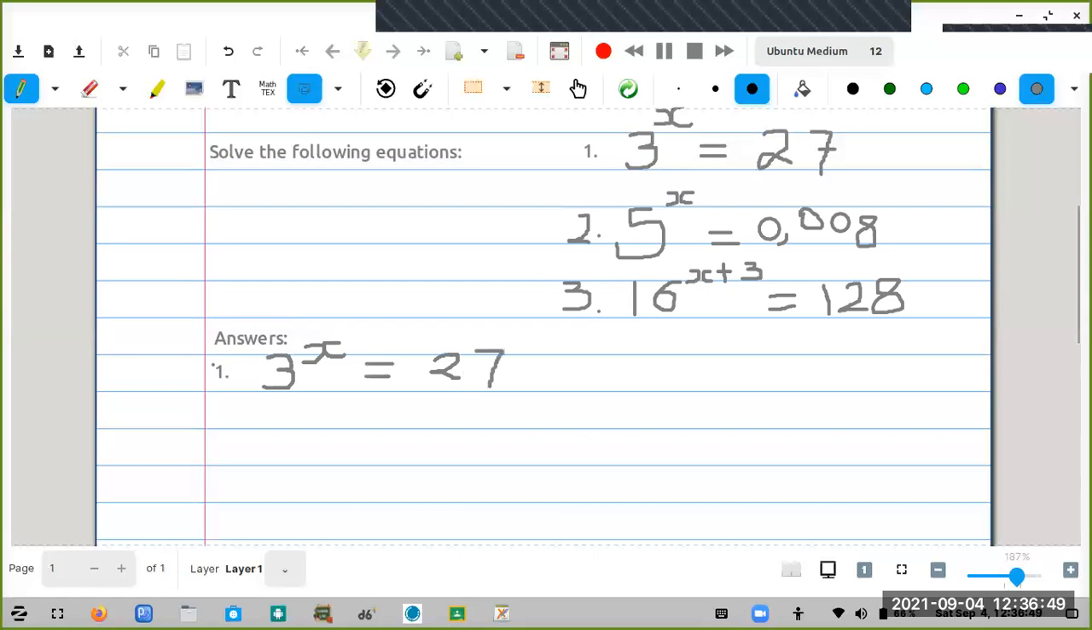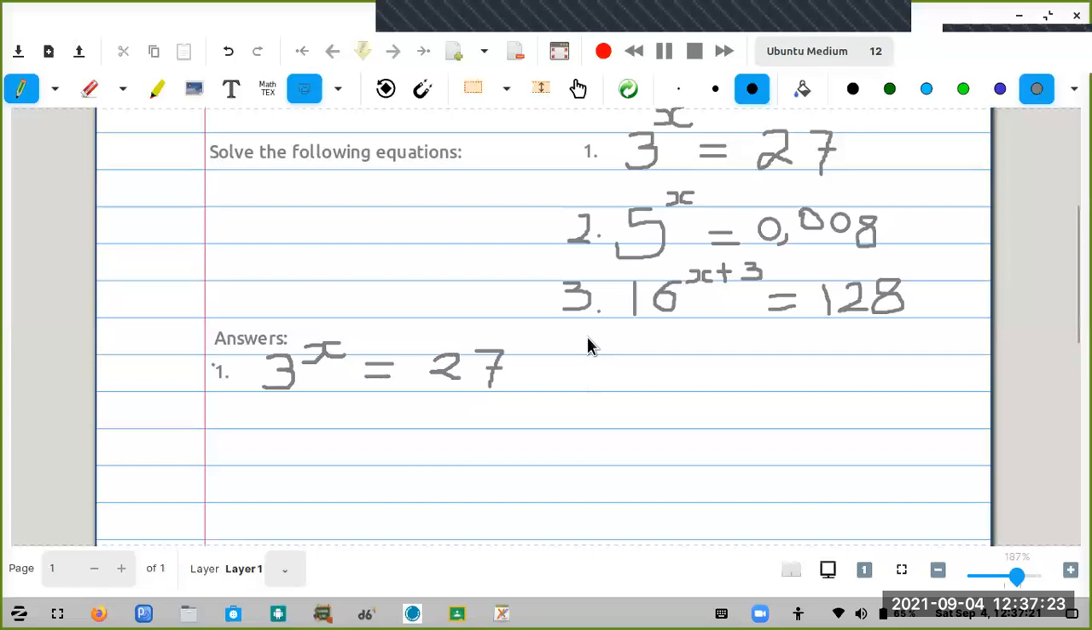Now, in this case, you can see that on the left-hand side we have base 3. On the right-hand side we have base 27. So these are not common bases. We must have a common base. On the left-hand side we have 3, which is a prime factor. So I'm going to express 27 as a product of its prime factors, then write it in index form.